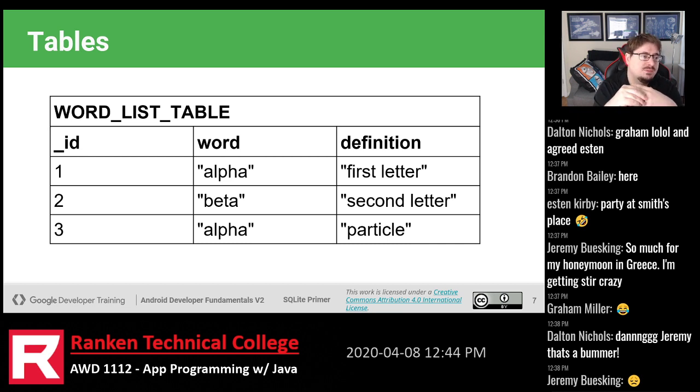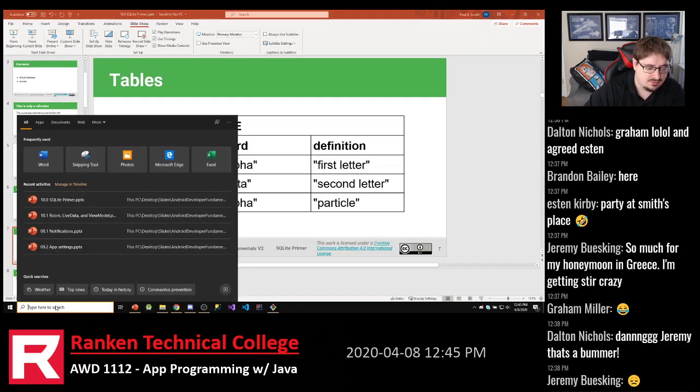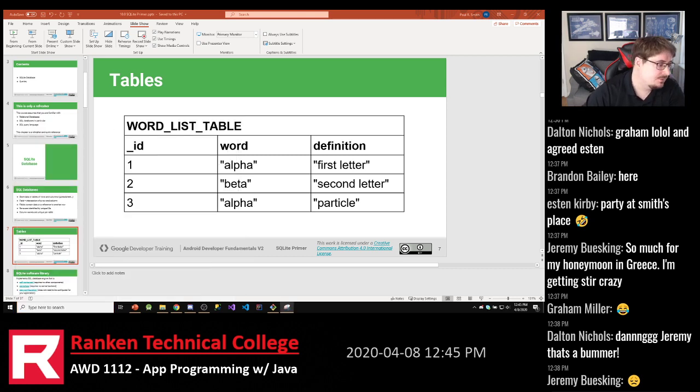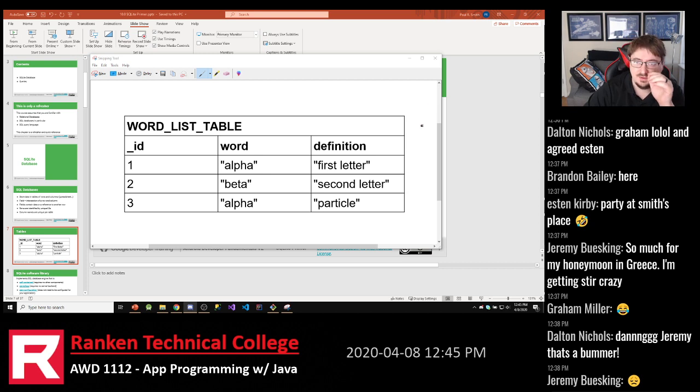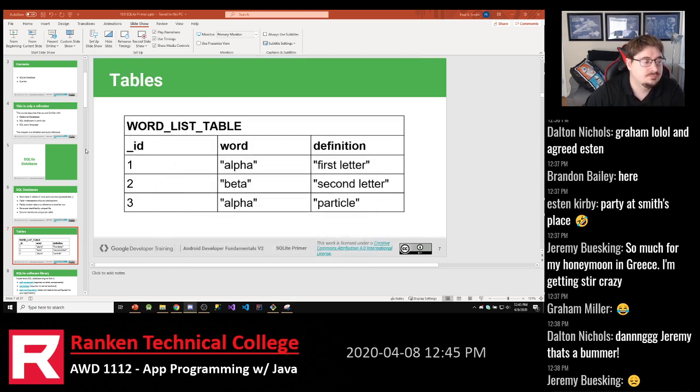So here's an example table. This is going to be our word list table. You can see the name of the table up top, and it has three columns. We have the ID column, which is storing an integer. That's our primary key. And then we have the word and the definition, so both the word and the definition are storing textual data. The first row has an ID of 1, word alpha, first letter. Do keep a copy of this slide. I'm going to put this in Discord because this small table is what we're going to use for all of our examples in the slides. So you'll definitely want to refer back to this data as we go through.